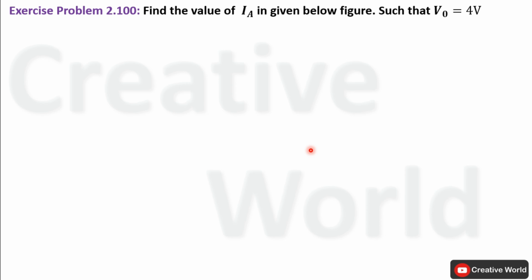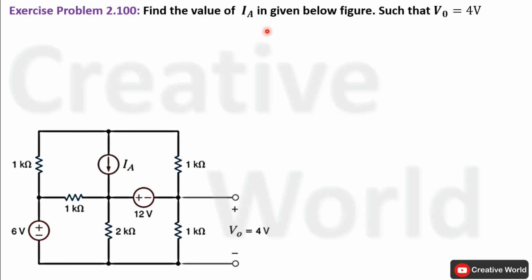Exercise problem number 2.100. Find the value of current IA in given below figure, such that the value of voltage V0 in this network is 4 volt. This is the circuit diagram of given problem.